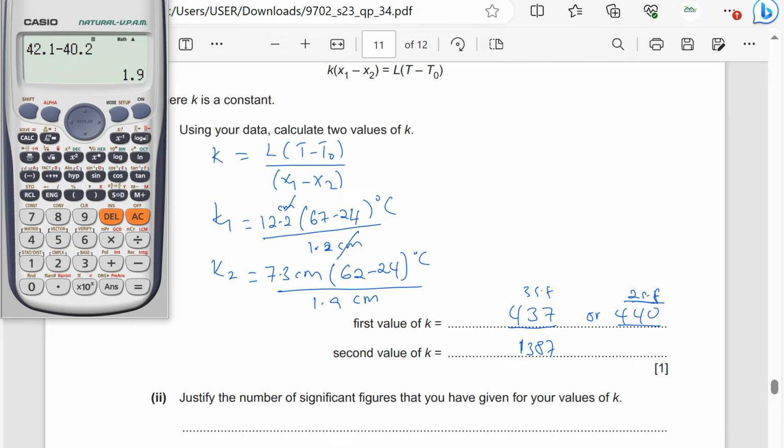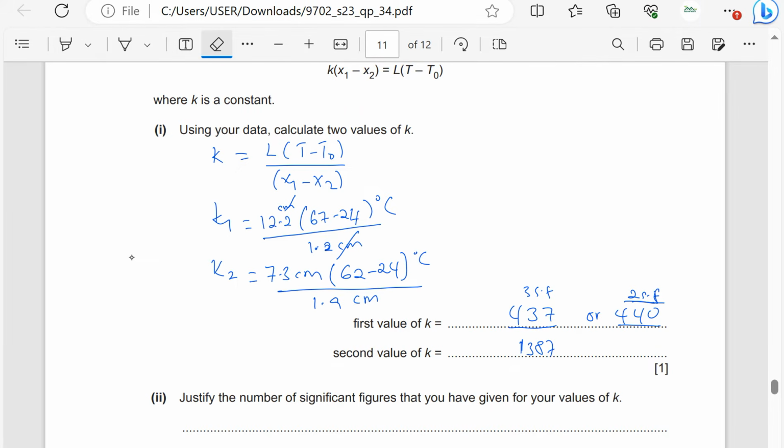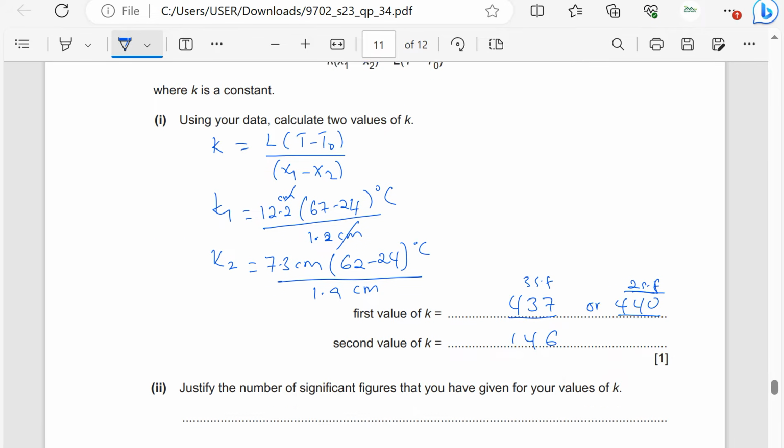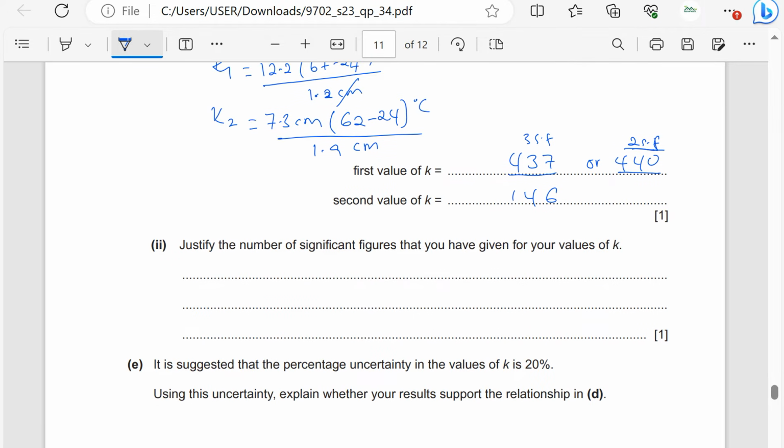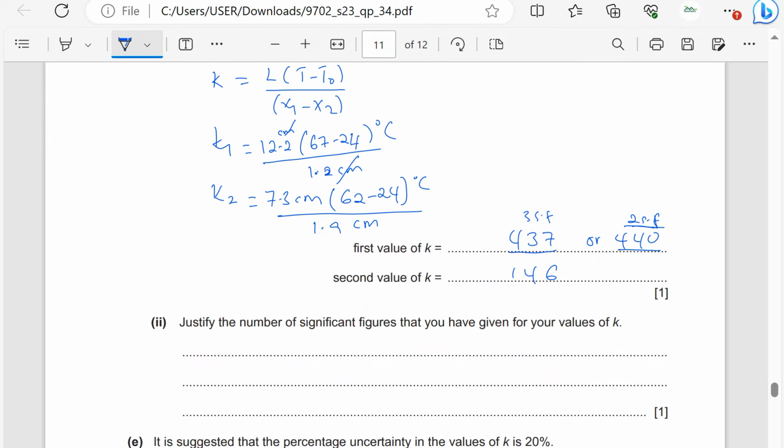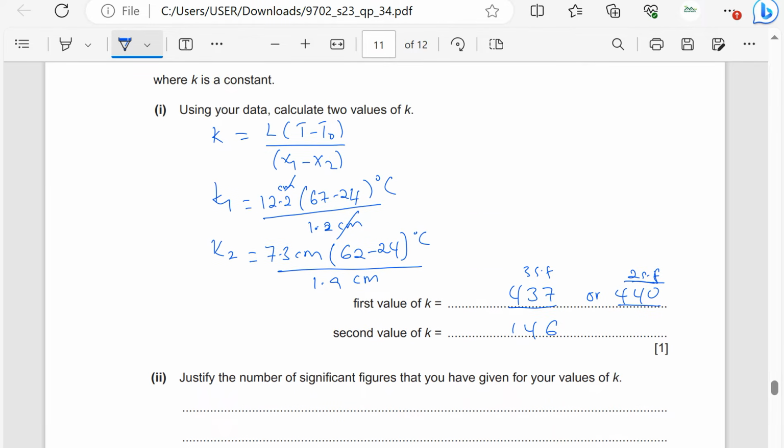So let me check this. 7.3 times (62 minus 24) divided by 1.9. So this is 146. Okay, so these are the two K values. They didn't ask for the units. So this is just to show you how you calculate your K values.